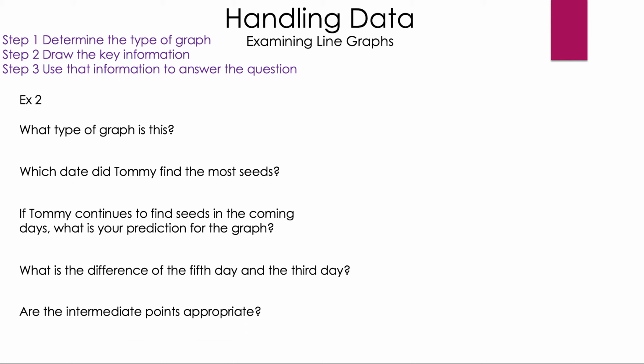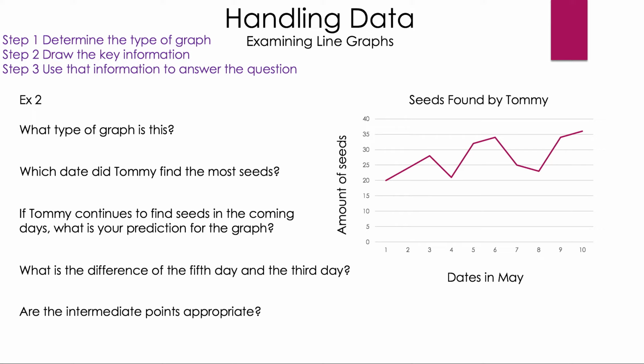Move on to the next one. And here's the graph. What type of graph is this? It is a line graph. Which date did Tommy find the most seeds? We're looking for the highest one again, and that is March 10th. That is your answer. Now, if Tommy continues to find seeds in the coming days, what is your prediction for the graph? If you look, the graph continues to go up, so the graph will increase is your answer.